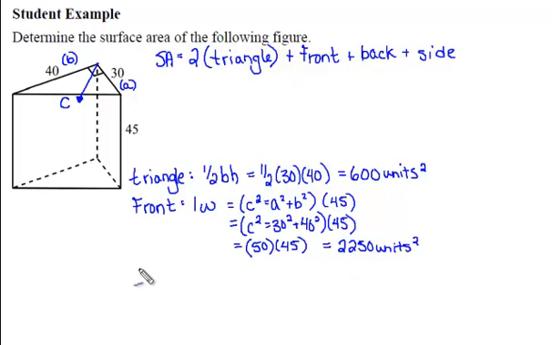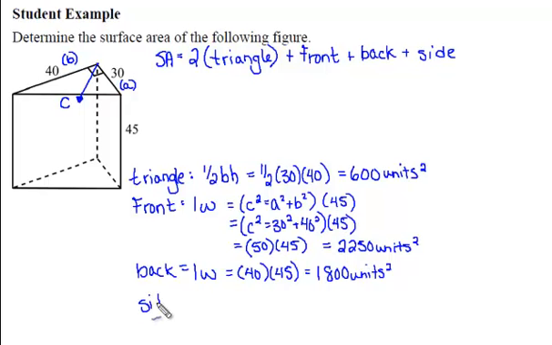Let's do the back next. My back is just a rectangle, so length times width. The length is right here, it's 40. The width is right here, which is 45. 40 times 45 is 1,800 units squared.